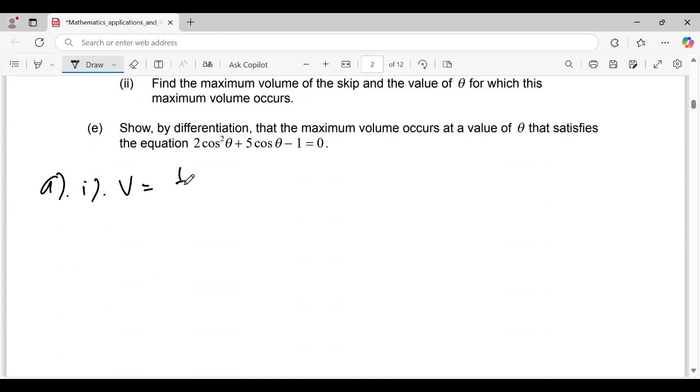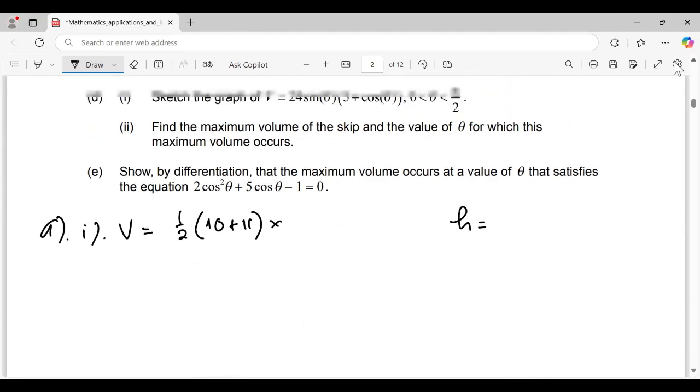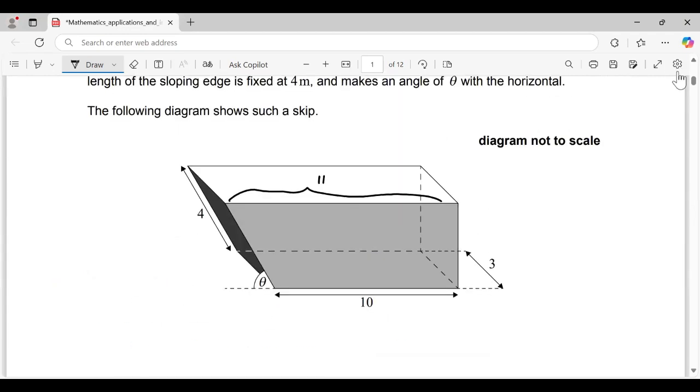Volume equals 1/2 multiply 10 plus 11 times the height. The height first. We need to find the height first because we have information about the height. The height of this trapezoid.